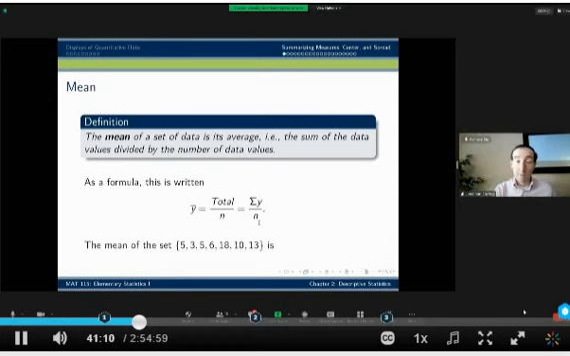Okay. So let's do a quick example. I have, what is this, 7 values? Yes, 7 values. What's the sample mean here? So is it 60 divided by 7? What do I get?